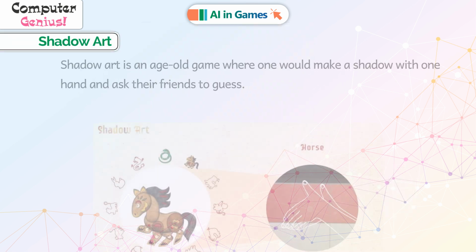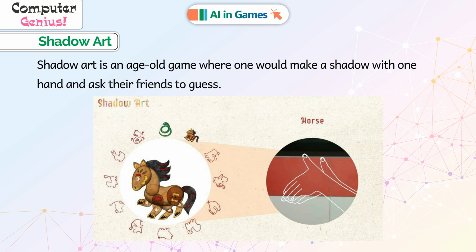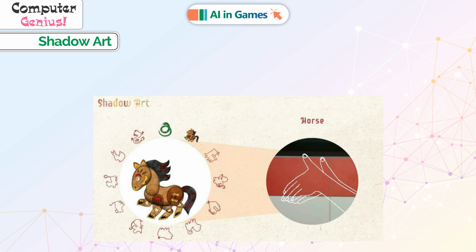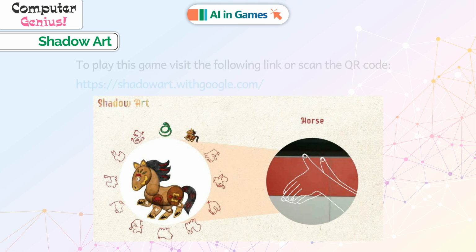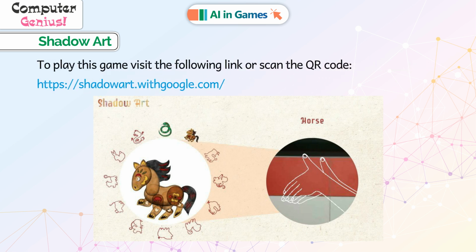Shadow Art. Shadow art is an age-old game where one would make a shadow with one hand and ask their friends to guess. AI game Shadow Art allows kids to learn how to make shadow puppets just by using their hands. To play this game, visit the following link or scan the QR code.